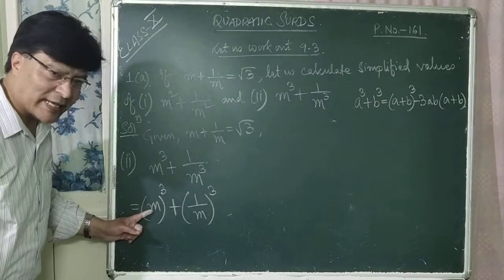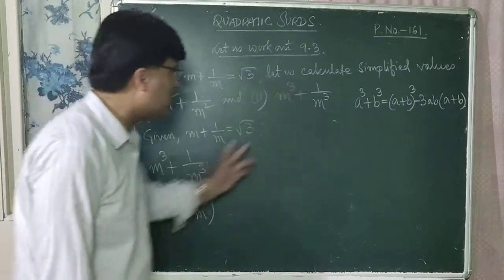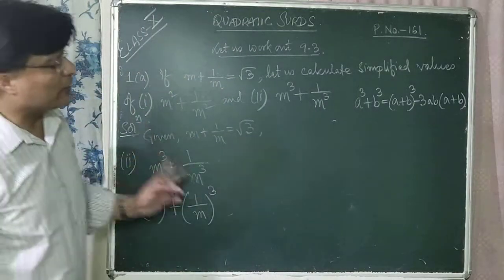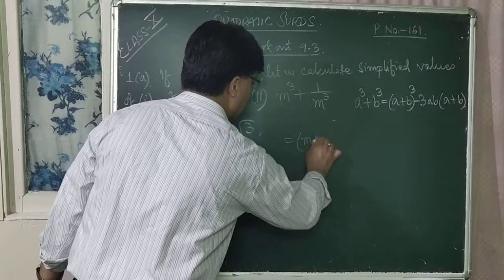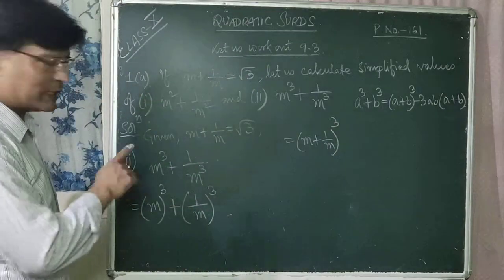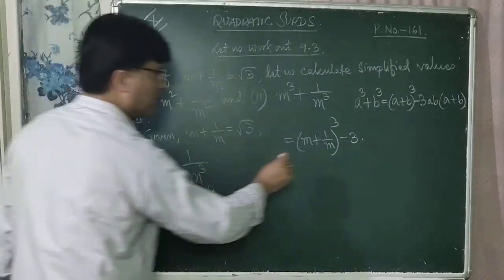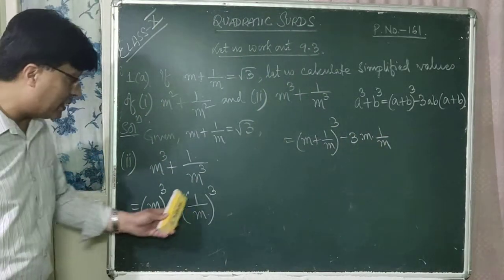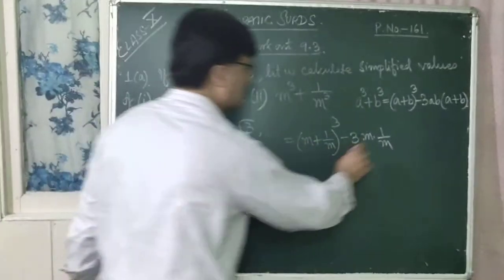What is a in this case? It is m. What is b in this case? 1 upon m. You can compare these two expressions: a is equal to m and b is equal to 1 upon m. So let us use that formula now. This is equal to m plus 1 upon m whole cube minus 3 into m into 1 upon m, that is minus thrice ab. And again you have to write a plus b. What is a plus b in this case?